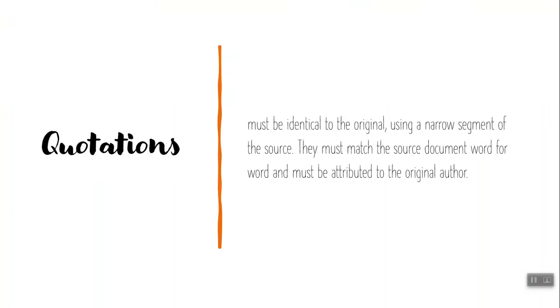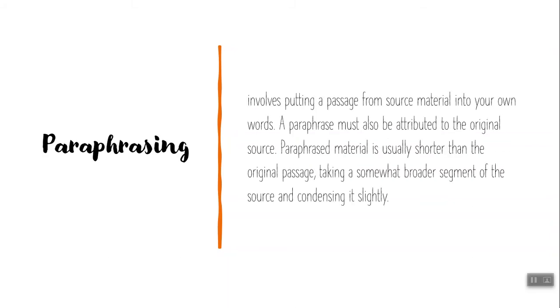Quotations must be identical to the original, using a narrow segment of the source. They must match the source document word for word and must be attributed to the original author. Paraphrasing involves putting a passage of the material in your own words. A paraphrase must be attributed to the original source. Paraphrased material is usually shorter than the original passage, taking a somewhat broader segment of the source and condensing it slightly.